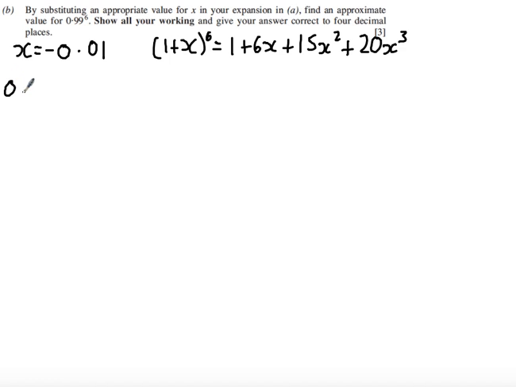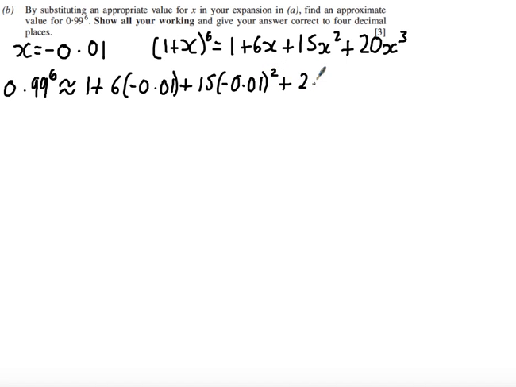So what we get is that 0.99 to the 6 can be approximated by 1 plus 6 lots of minus 0.01 plus 15 lots of minus 0.01 squared plus 20 lots of minus 0.01 cubed. Now this might appear fairly challenging to do, but you should be able to do fairly straightforward decimal multiplication without a calculator.